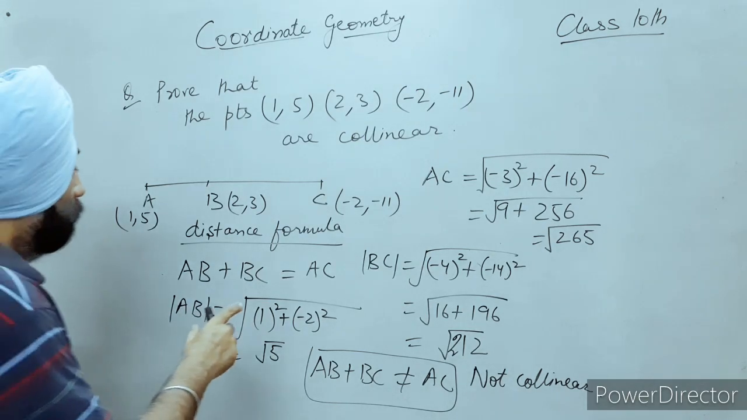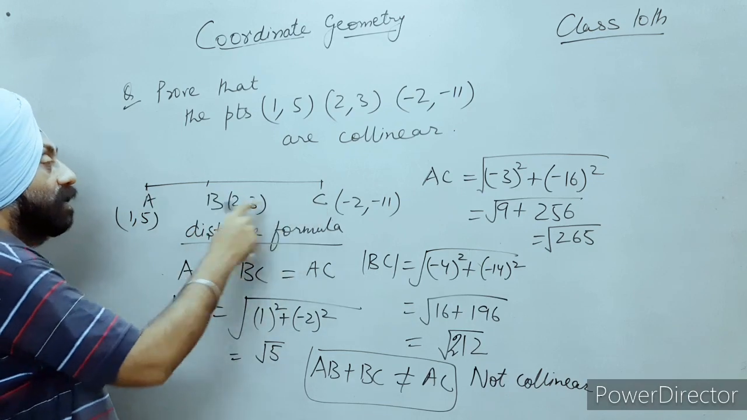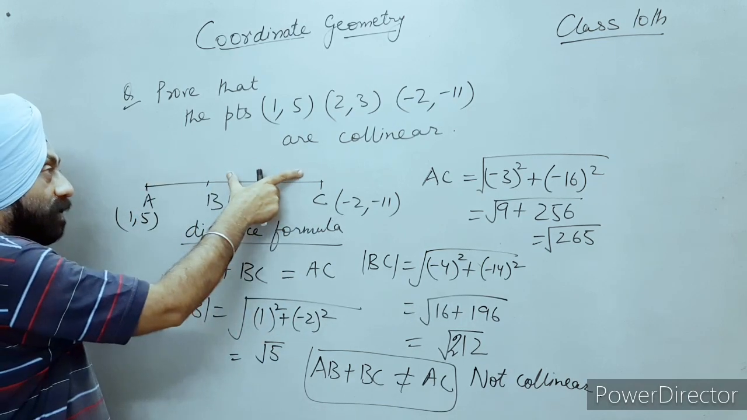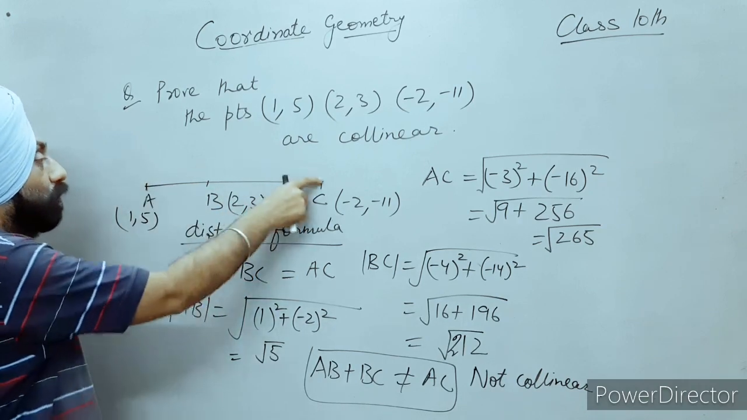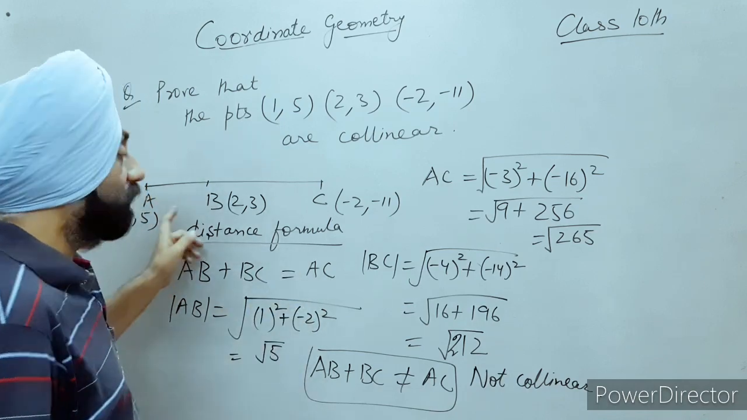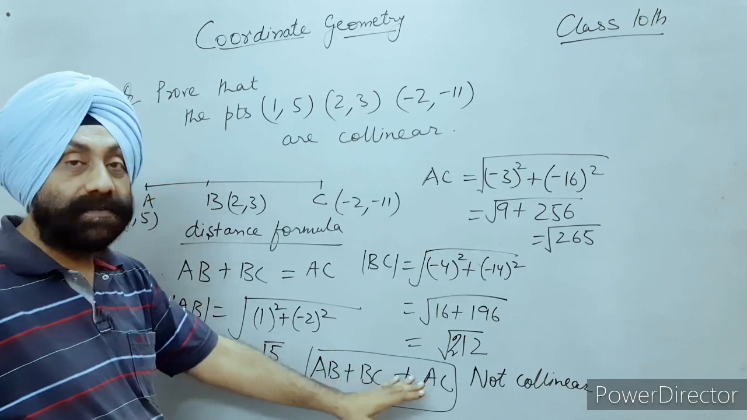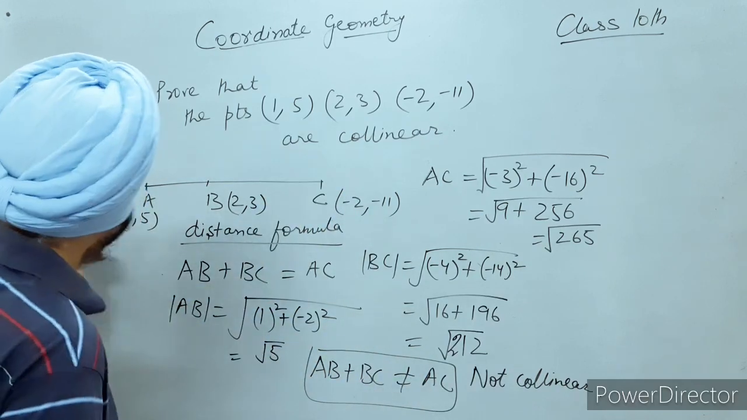This is the concept how we use distance formula in proving 3 points as collinear. Just find the distance. Sum up of AB plus BC must be equal to AC distance. If it is equal, then we will say the 3 points are collinear. In our case, AB plus BC is not equal to AC, then they are not collinear.